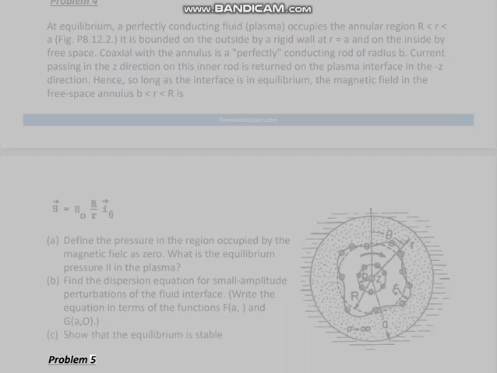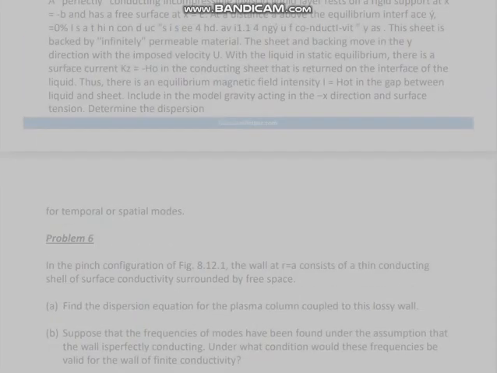Problem 5. A perfectly conducting incompressible inviscid liquid layer rests on a rigid support at x equals b and has a free surface at x equals 0. At a distance a above the equilibrium interface is a highly conducting sheet. This sheet is backed by infinitely permeable material. The sheet and backing move in the y direction with the imposed velocity U.